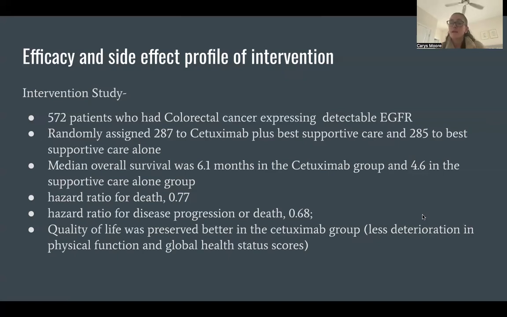So the primary endpoint was overall survival. The median overall survival for the cetuximab group was 6.1 months, while in the supportive care alone group it was 4.6. The hazard ratio for death was 0.77, and the hazard ratio for disease progression or death was 0.68. The quality of life was better preserved in the cetuximab group, with less deterioration in physical function and global health status scores.